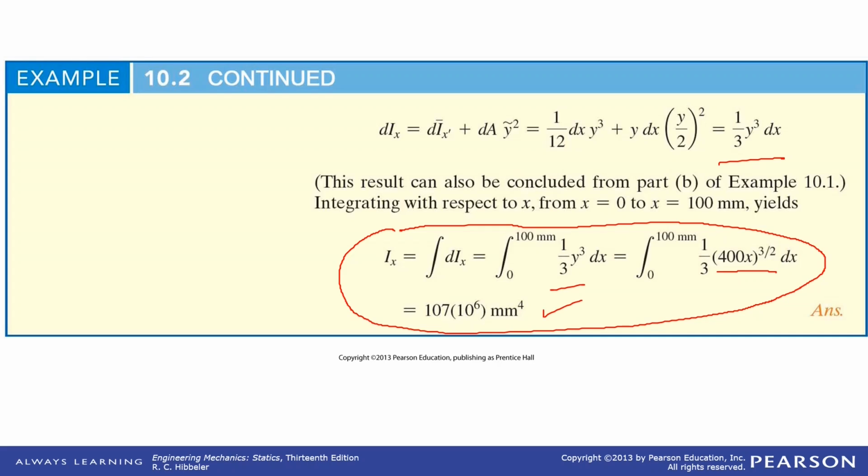So the rest of it's tedious math. y is equal to the square root of 400x, and then you take y cubed. So that's where the 3/2 power comes in.